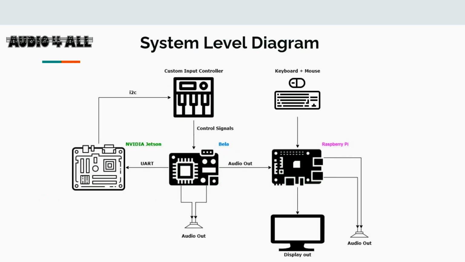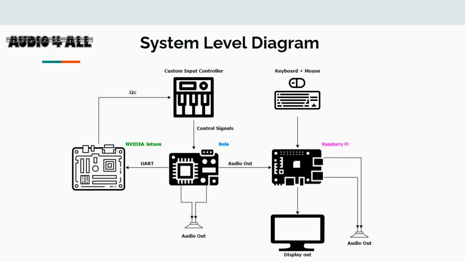Shown on this slide is a high-level system diagram of all the components in our project. At the center of our project we have Bela, which hosts the main audio engine for the entire project. It receives all note control signals from our custom input controller as shown. The Bela interprets what notes have been played and sends it to the NVIDIA Jetson through the UART protocol. The Jetson then recommends chords to the user by toggling LEDs on our input controller, and these LEDs are toggled through the I2C communication protocol.